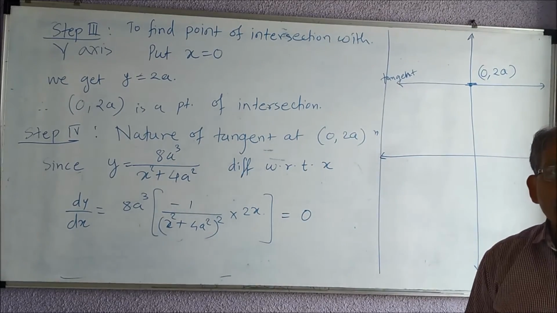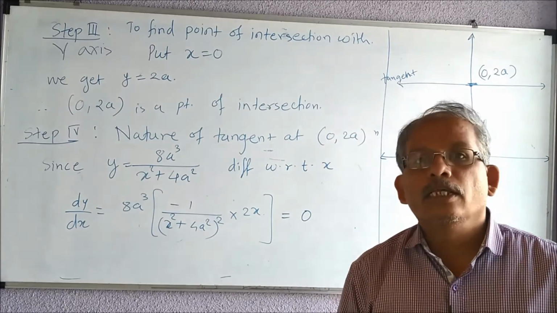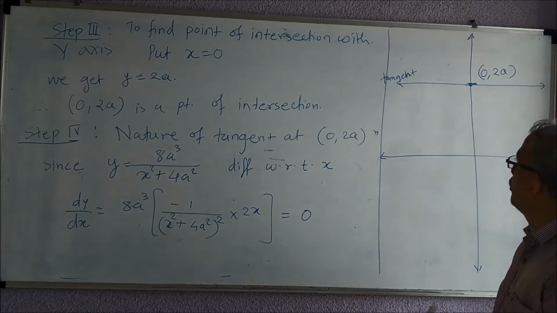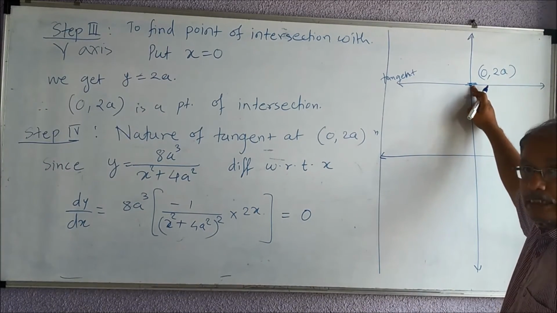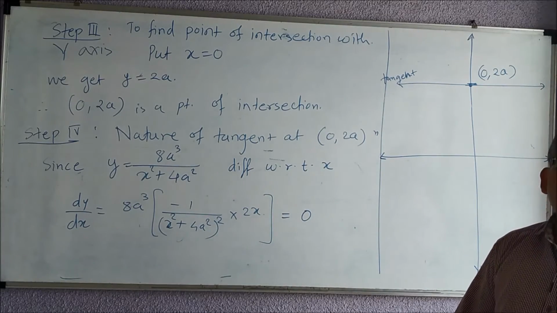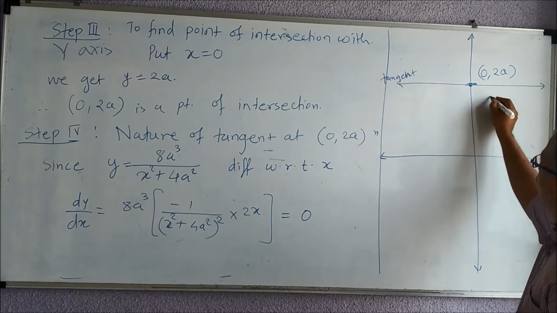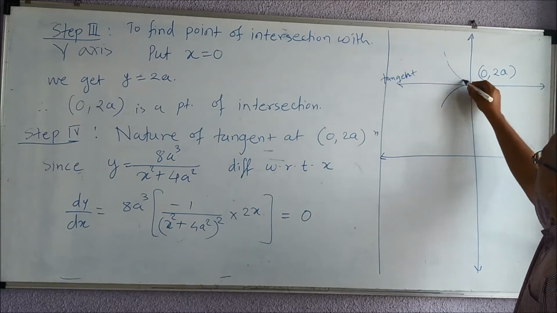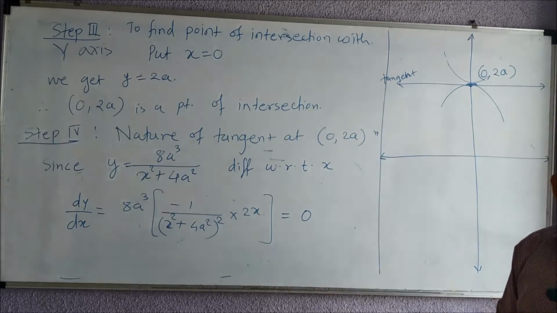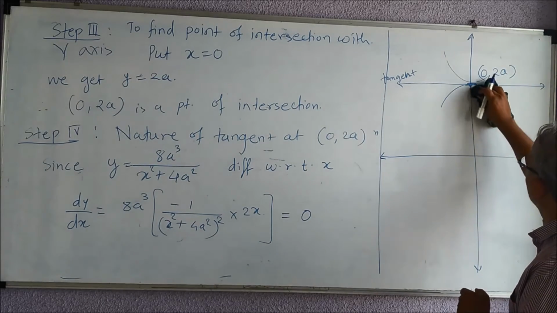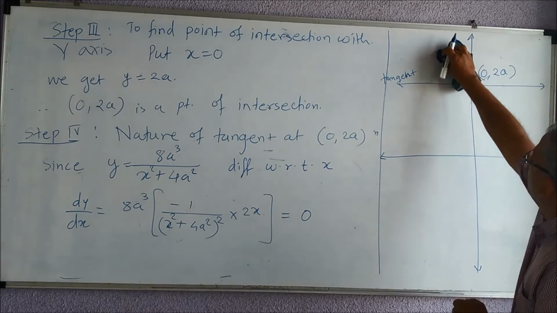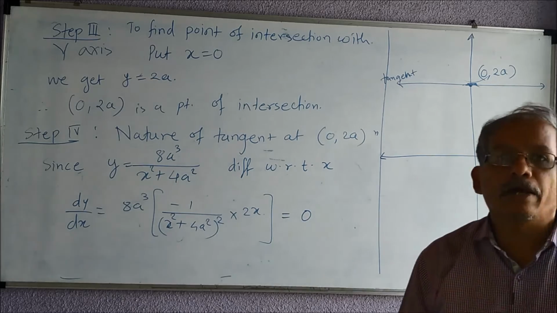Whenever the tangent is parallel to the x-axis, either the curve has a maximum point here or a minimum point here. So your curve can be like this or it can be like this, any one of these cases. Fine, so we'll try to find out which kind of curve we have here.